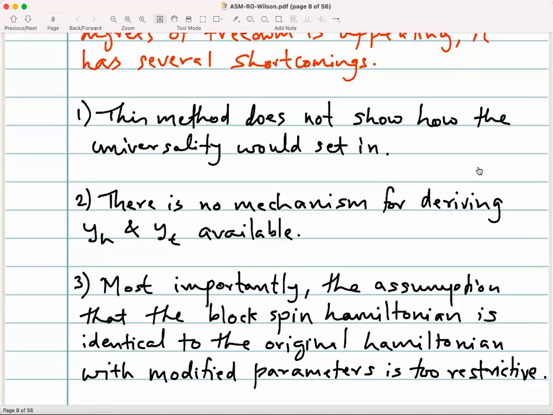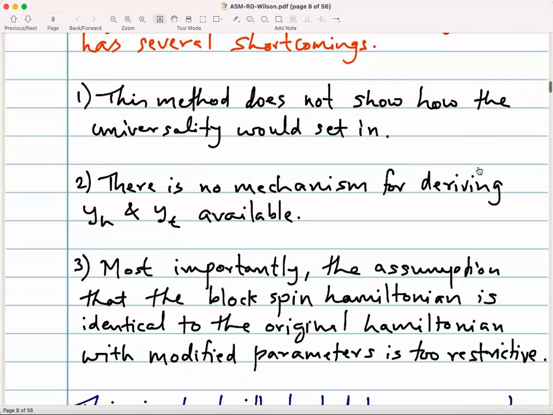The other problem is that there is no first principle way of deriving what the values of YH and YT are in this setup. We basically use the fact that there is a scaling relation through which we do an iterative computation of what YH and YT would be.